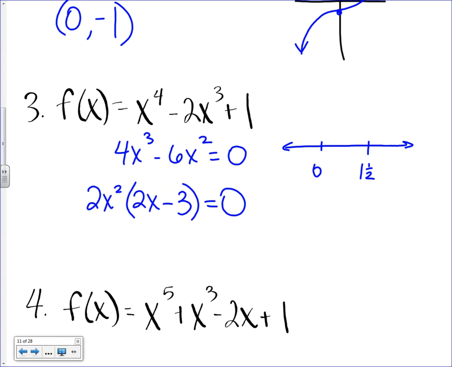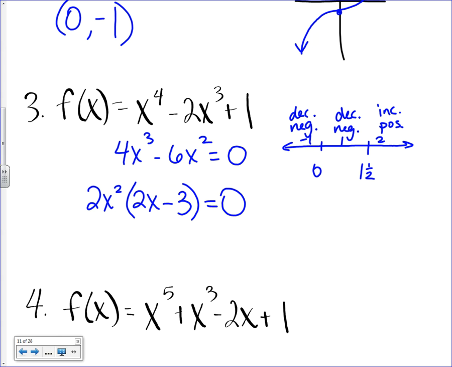Pick me a number before 0. If you put in -1 to the derivative, do you get a positive or a negative? Is everybody okay with that? Do you agree this will give you a negative? So if it's negative, that means it's doing what? It's decreasing. Pick me a number between 0 and 1.5. If you put a 1 in here, what do you get? A negative, which means it's decreasing, correct? Everybody good here? And then pick me a number after 1.5. 2. If you put a 2 in there, what do you get? Which means it is increasing.